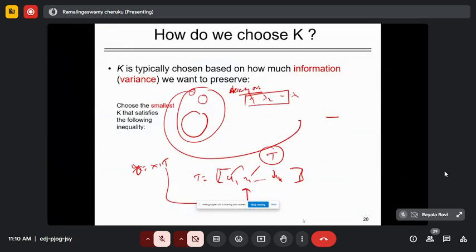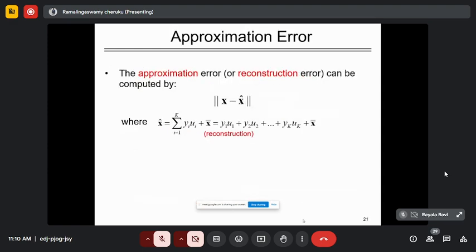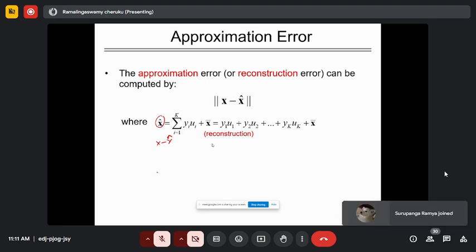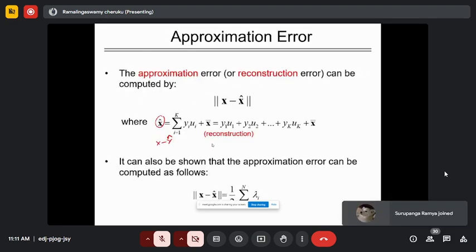Our idea was to identify the key set of best features from the given set of n features that will preserve the information, minimizing the loss by using this formula. Once we get these k features, we can reconstruct the original point, that is x bar. Our idea is that x minus x bar, or x cap, the gap should be very low. That's nothing but the information error.